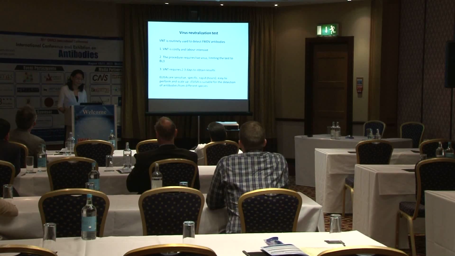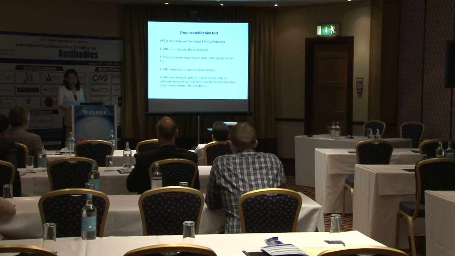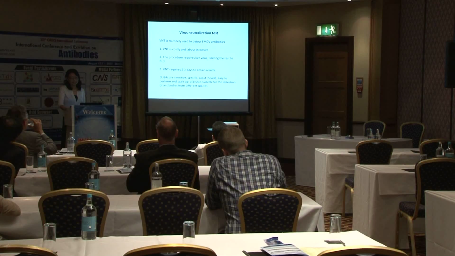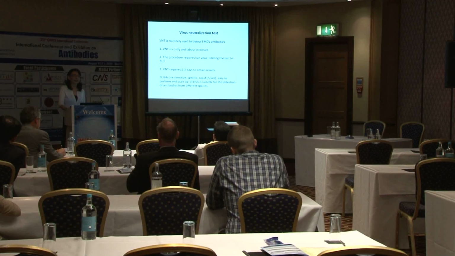The VNT also requires 2 to 3 days to get results. However, ELISA is very sensitive, specific, and rapid. Within a couple of hours, like 3 to 4 hours, we can obtain the results. It's also easy to perform and to scale up. Especially competitive ELISA is suitable for detection of antibodies from different species. So for one test, we can use the same test without changing any reagents to test all the serum from different animals, either cattle or pig, it doesn't matter, as long as it's a competitive ELISA.